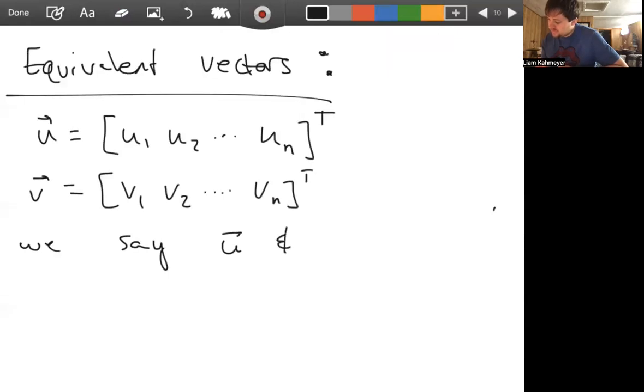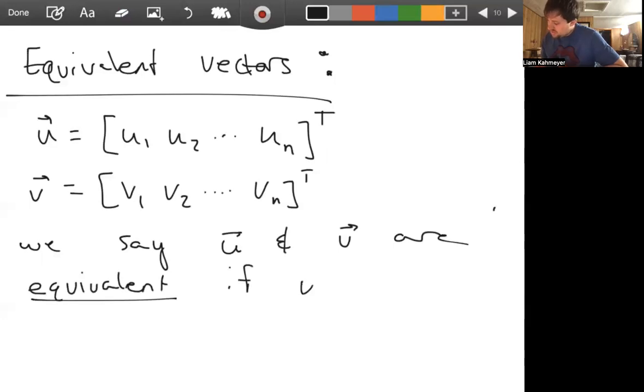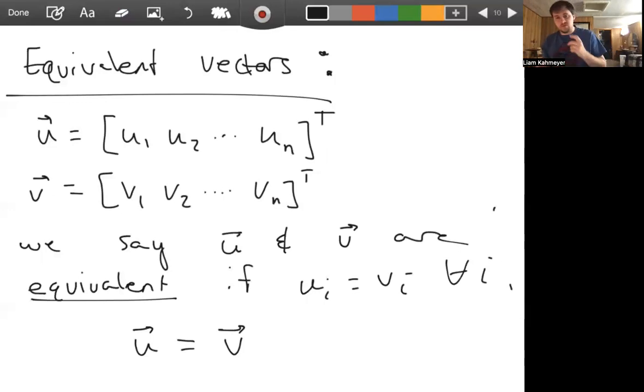We say U and V are equivalent if U sub I equals V sub I for all I, right? Basically for every I in our index. Remember, our index is just 1 through n because we have that many components of our vectors. And we just write this as U equals V, right? Pretty standard, but it's worth being explicit.